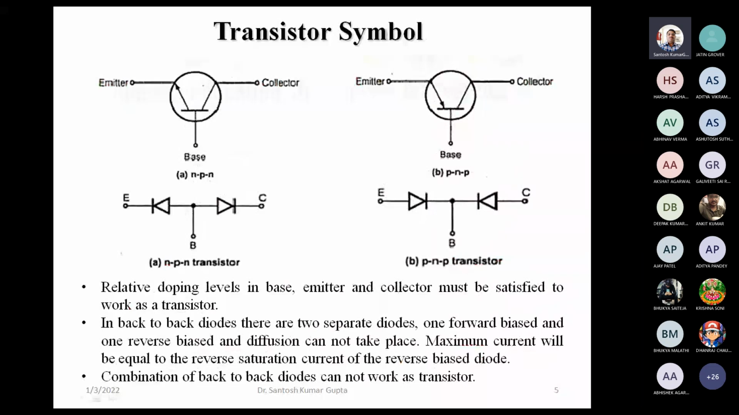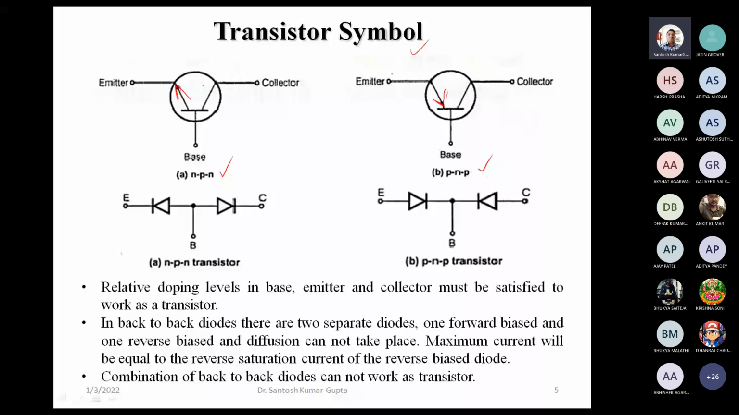We also tried to see the transistor symbols today. The NPN transistor and PNP transistor symbols are shown over here. The main difference we can see is in the arrow. In the NPN transistor, the arrow is going toward the emitter, whereas in the PNP transistor, the arrow is going toward the base. That is the difference here.